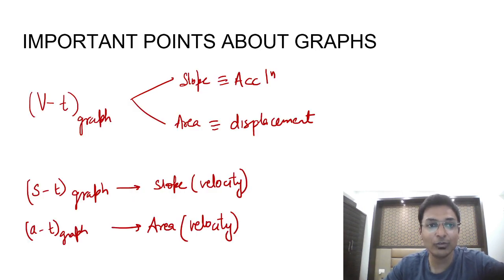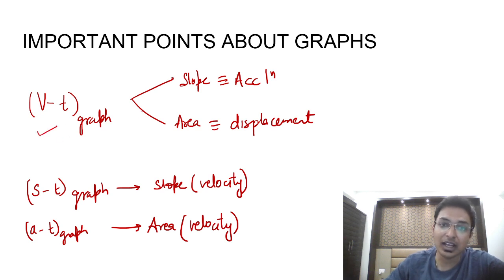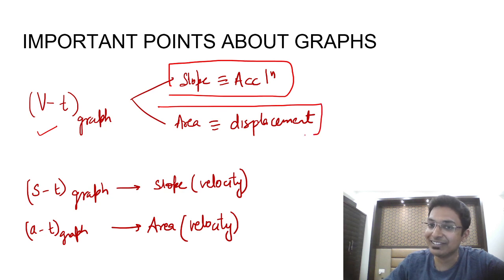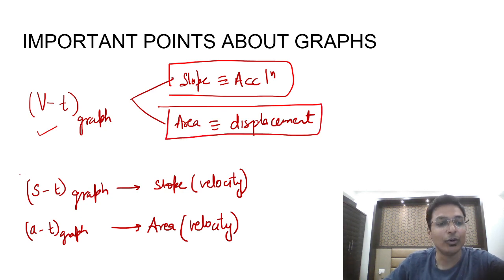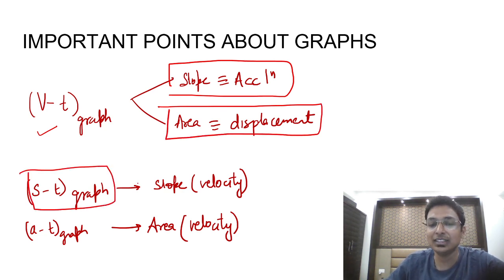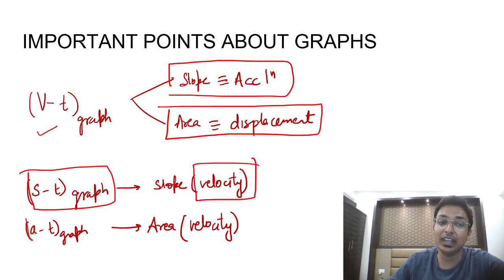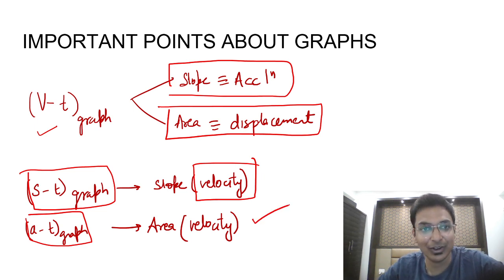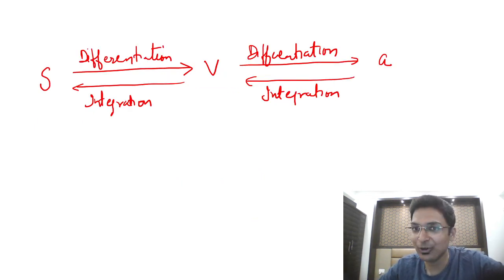All right, moving forward, now important points about graphs. So guys, if you have a vt graph, the slope of the vt graph gives the acceleration, the area gives the displacement. Similarly, for an st graph, that is displacement time graph, the slope gives the velocity, and for an at graph, that is acceleration time graph, the area gives the velocity. Okay, brilliant. Are you all enjoying guys?